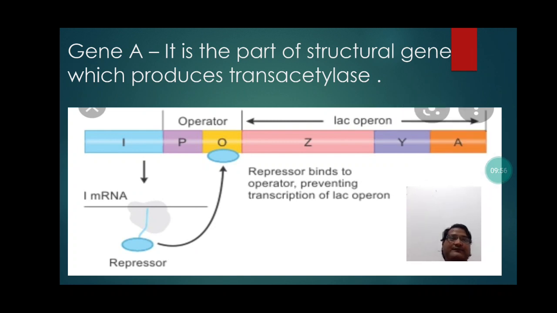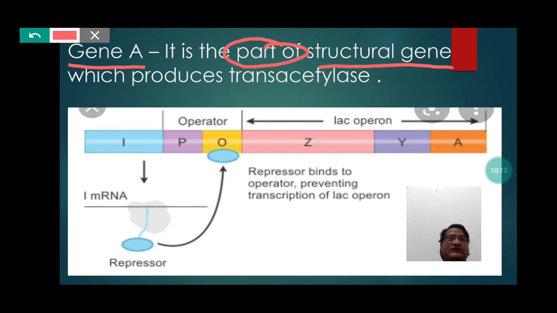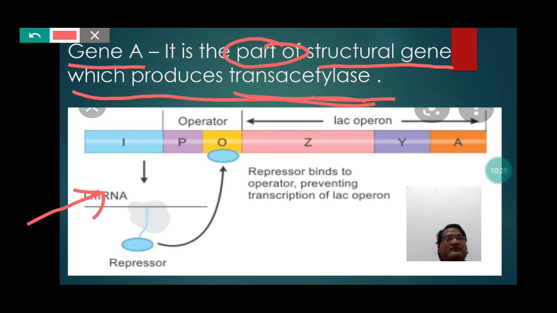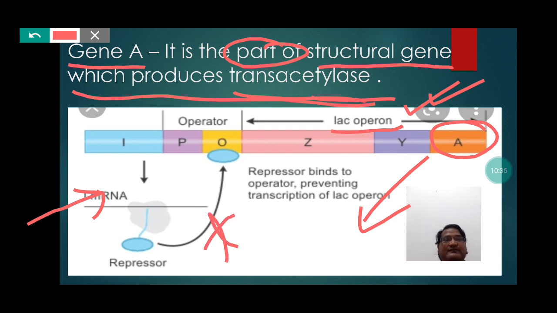Gene A is a part of structural gene which produces transacetylase. So students, gene A is a specific part of the structural gene which produces transacetylase. We can easily understand the function of the gene A, which is the part of the structural gene of lac operon which produces transacetylase.